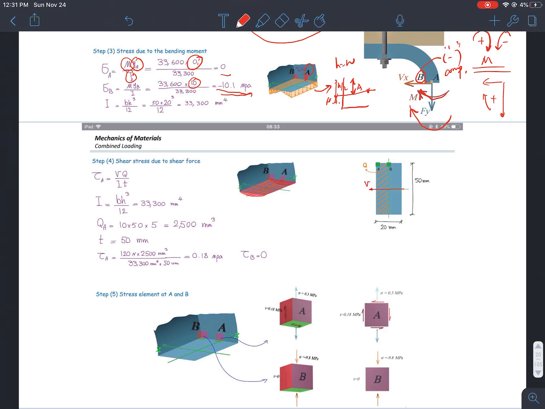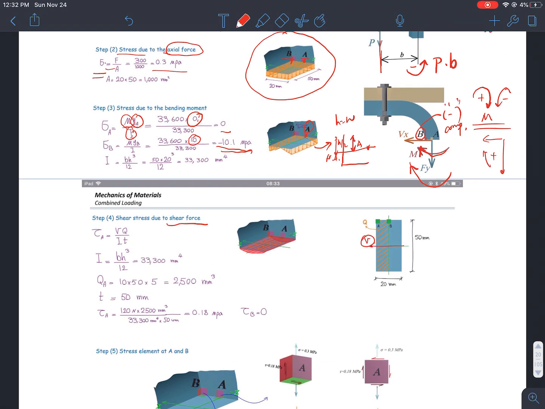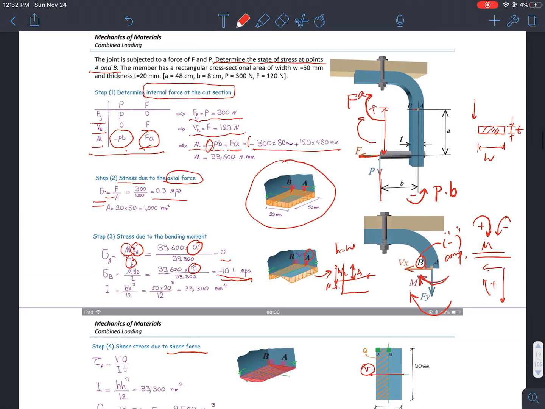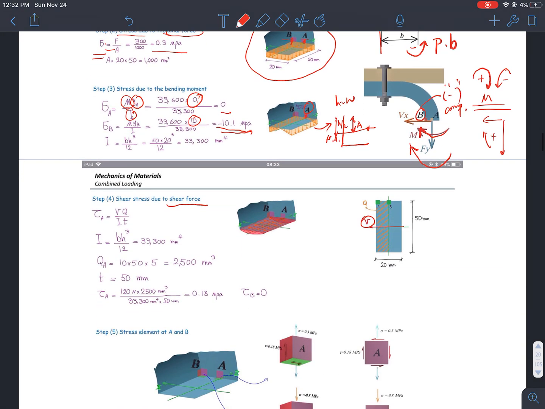All right, so we have checked the stress generated by axial forces. We have also checked the stress generated by bending moment. Now we're going to check the stress generated by shear forces. So what is a shear force? The shear force on AB will be the shear force in terms of F here. So I use the equation tau equals VQ over IT. Remember? VQ over IT.